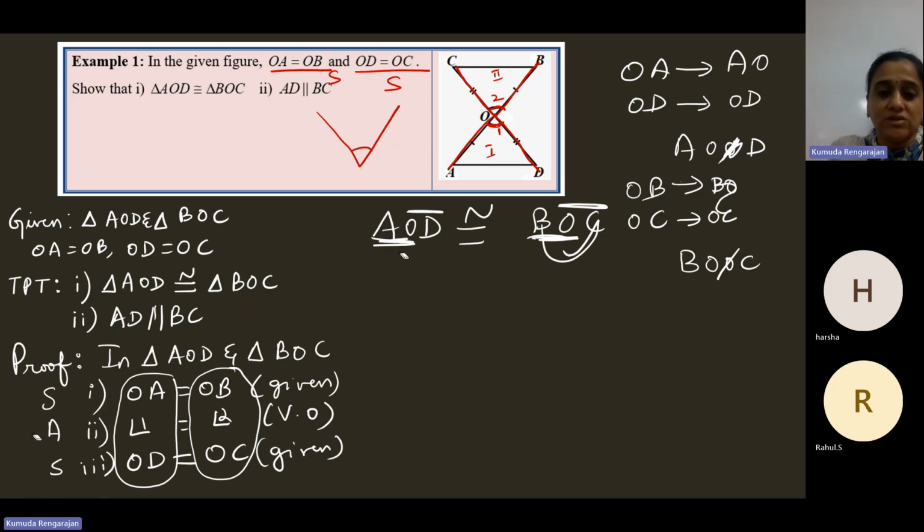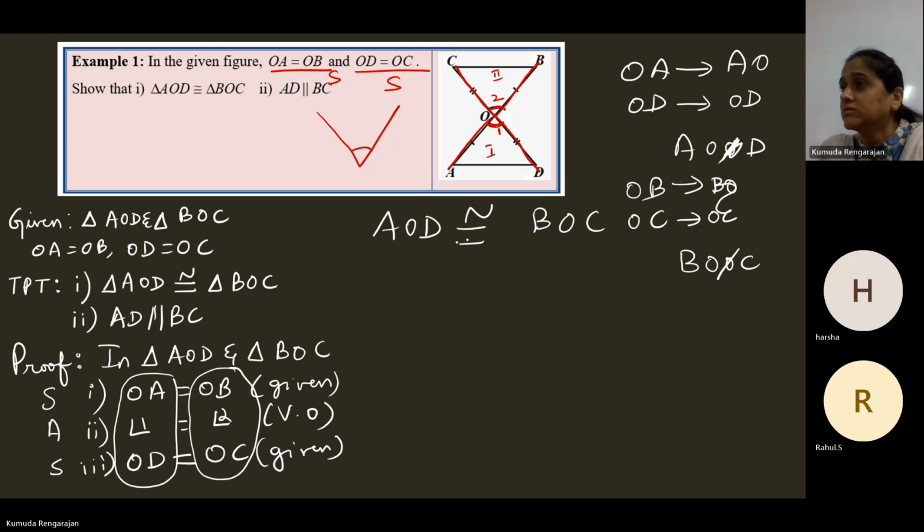Now, what are the other variations? Is this the only way? Should I only write AOD congruent to BOC? Is there any other way? Yes, there are many other ways. Once you identify one correct way of naming it, you can change it. Is this part understood, children? How to name the triangles in the correct way? If you write this correctly, we will further infer results from this. You can get further results correctly only if this order is correct. Otherwise, you will go wrong.